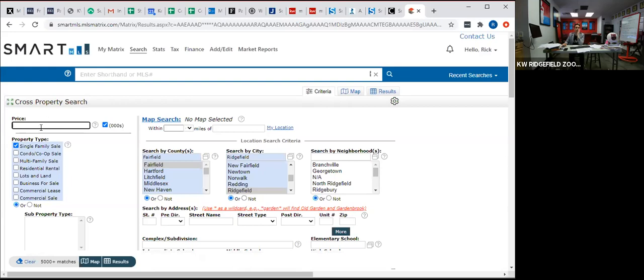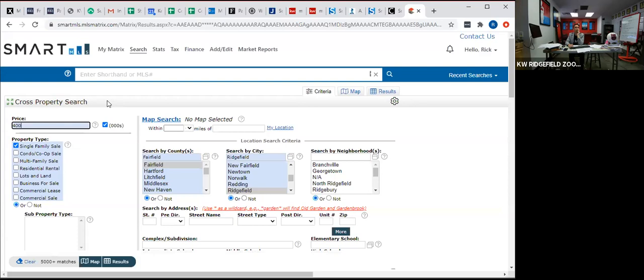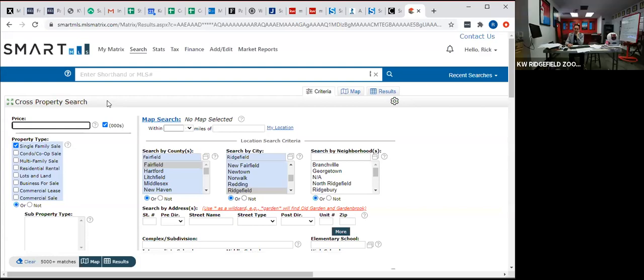So let's do that. In Ridgefield, you guys help me out. What are our price brackets? Like 400 and under, then 400 to 600, 600 to 800, 800 to $1 million? Can we do it that way? Yes. I usually do anything up to 400. Sounds okay. Good. Yes, for single family.